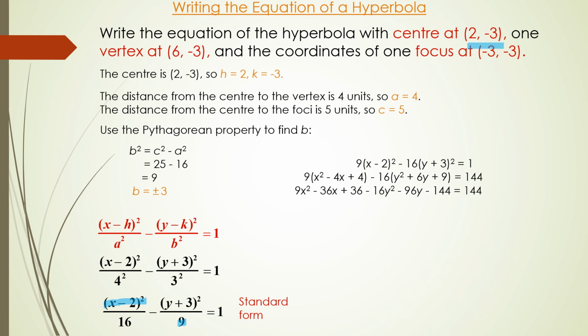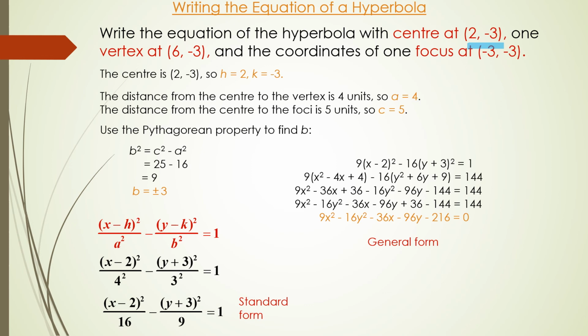So after expanding, you have to distribute. After distributing, you have to combine like terms, arranging from highest to lowest, starting with x terms, then y, then the constant, and simplify. So the standard equation is (x minus 2) squared over 16 minus (y plus 3) squared over 9 equals 1. And the general equation is 9x squared minus 16y squared minus 36x minus 96y minus 216 equals 0.